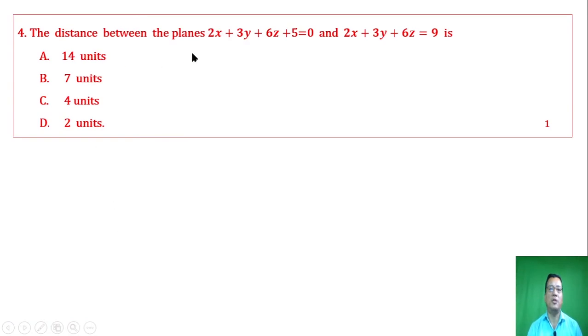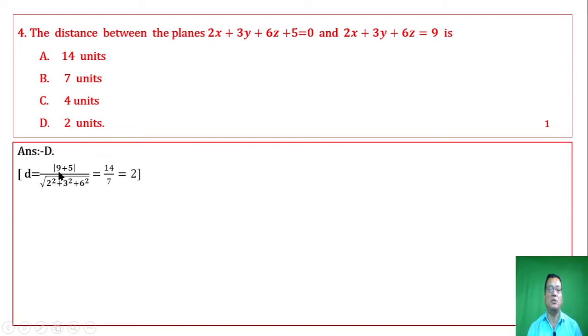The distance between the plane this and this is, these two planes are parallel, 2 by 2, 3 by 3, 6 by 6, they 3 are equal, therefore these planes are parallel. And distance between them is what? Distance between them is, using this, C1 minus C2. Here C1 is 5 and C2 is minus 9. Minus of minus 9 is, we get this, and divided by square root of 2 square plus 3 square plus 6 square, we have 2. Therefore the correct answer is D, which is 2.